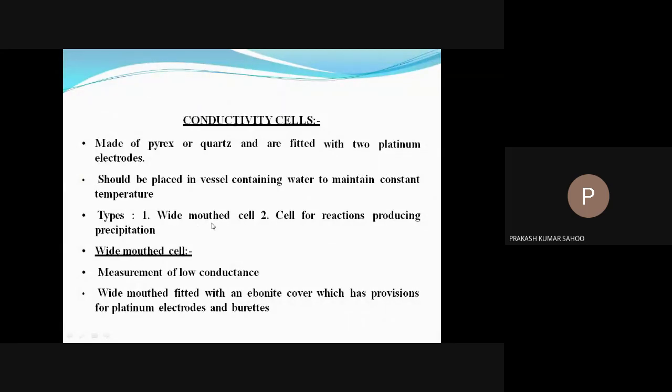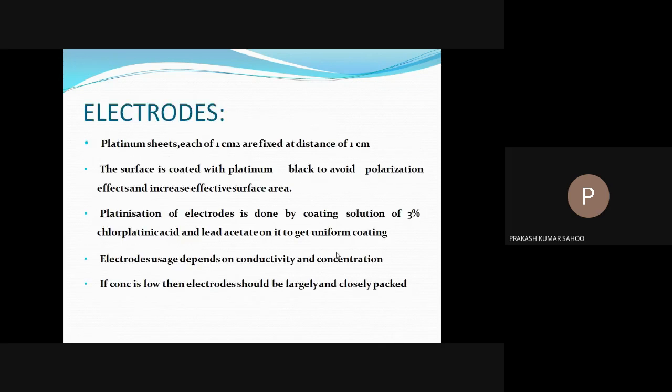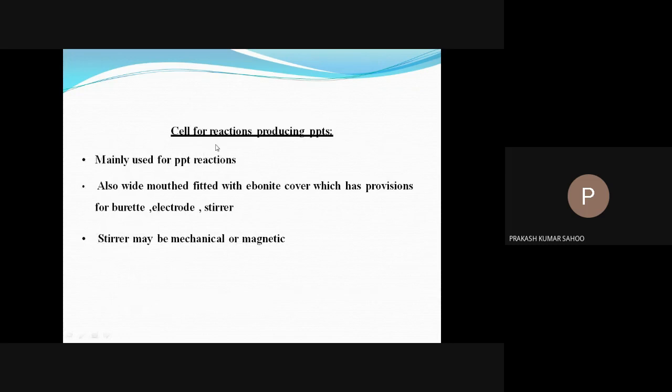Type 1 is the wide mouth cell, a cell for reactions producing precipitation. The wide mouth cell is for measurement of low conductance. It is wide mouth, fitted with an ebonite cover, which has provision for platinum electrodes and burette. Mainly used for precipitation reactions.